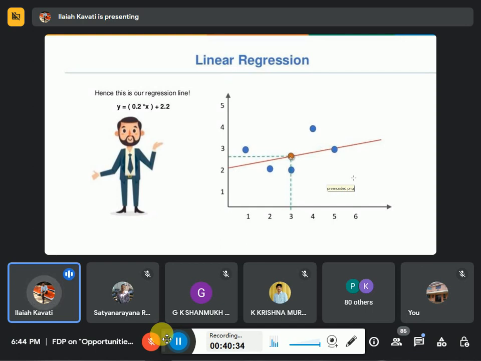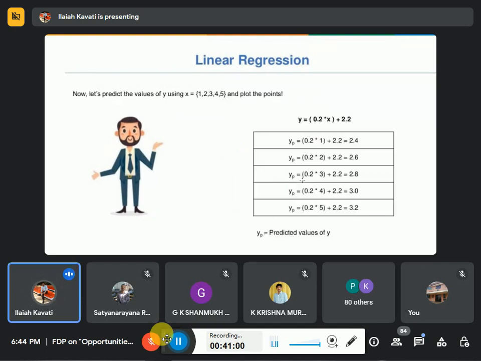Then if we have the regression line, we can easily predict. Having the regression line means we have the slope and the y-intercept. The slope is 0.2, and it started at 2.2, and it passes through the mean points. Now we have this m and c, and we have x values, that is 1 year, 2 years, 3 years, and 4 years. And these are the different y predicted values, predicted salary values.